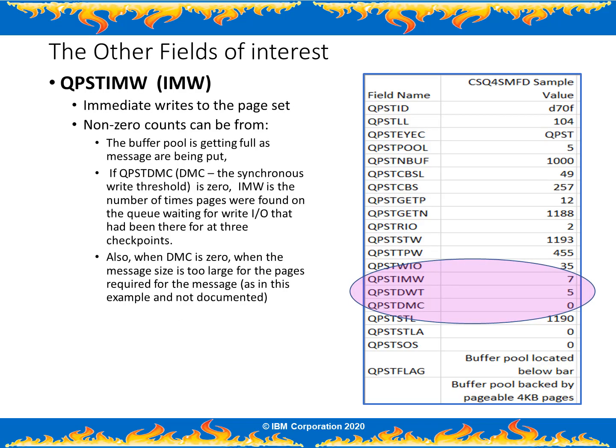QPST-IMW is the count of immediate writes to the page set or page sets associated with this buffer pool. This may indicate that the pool is too small, or it may be that pages are being written out because they've been in the pool for 3 checkpoints. Another cause for non-zero IMW counts is when a message is being put and the message is larger than the number of pages available in the buffer pool, and that's what's shown in this particular example.